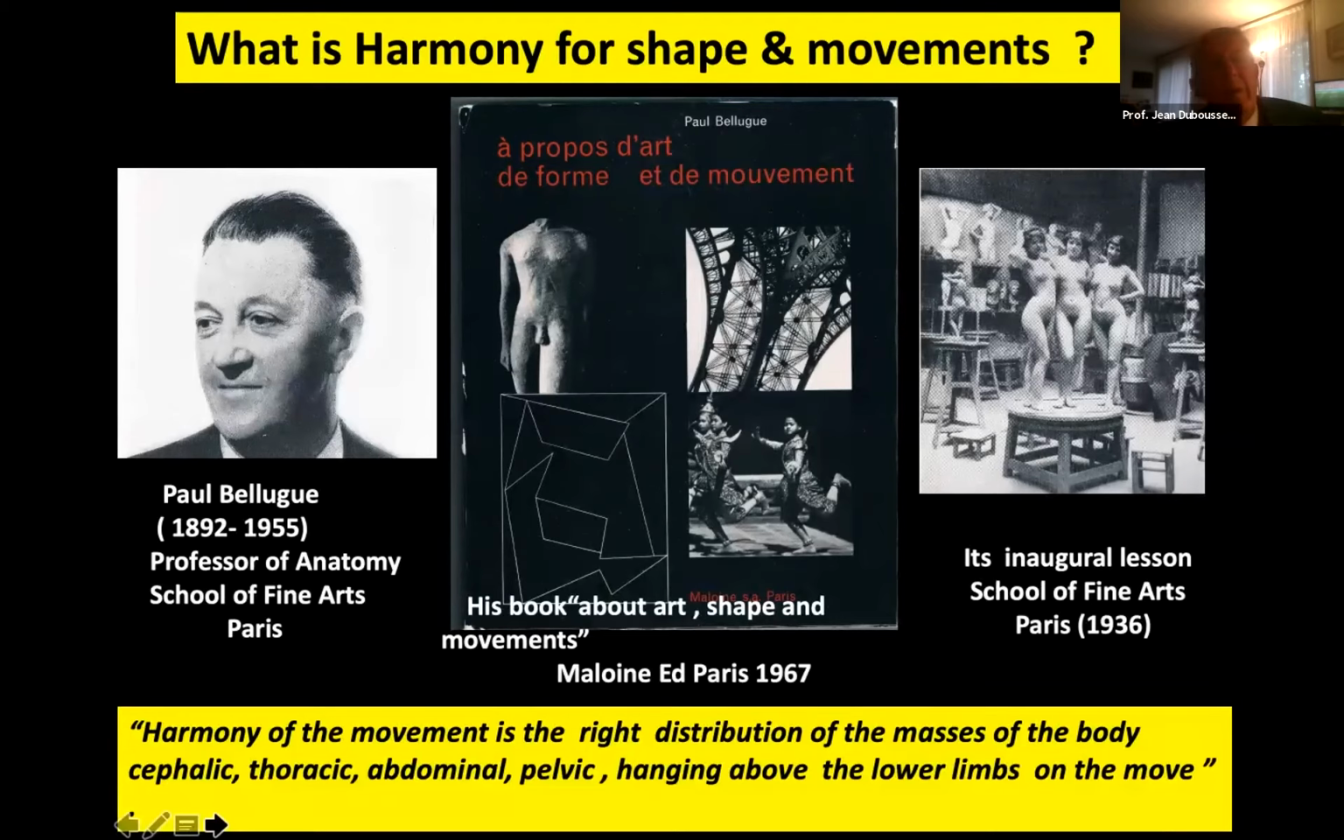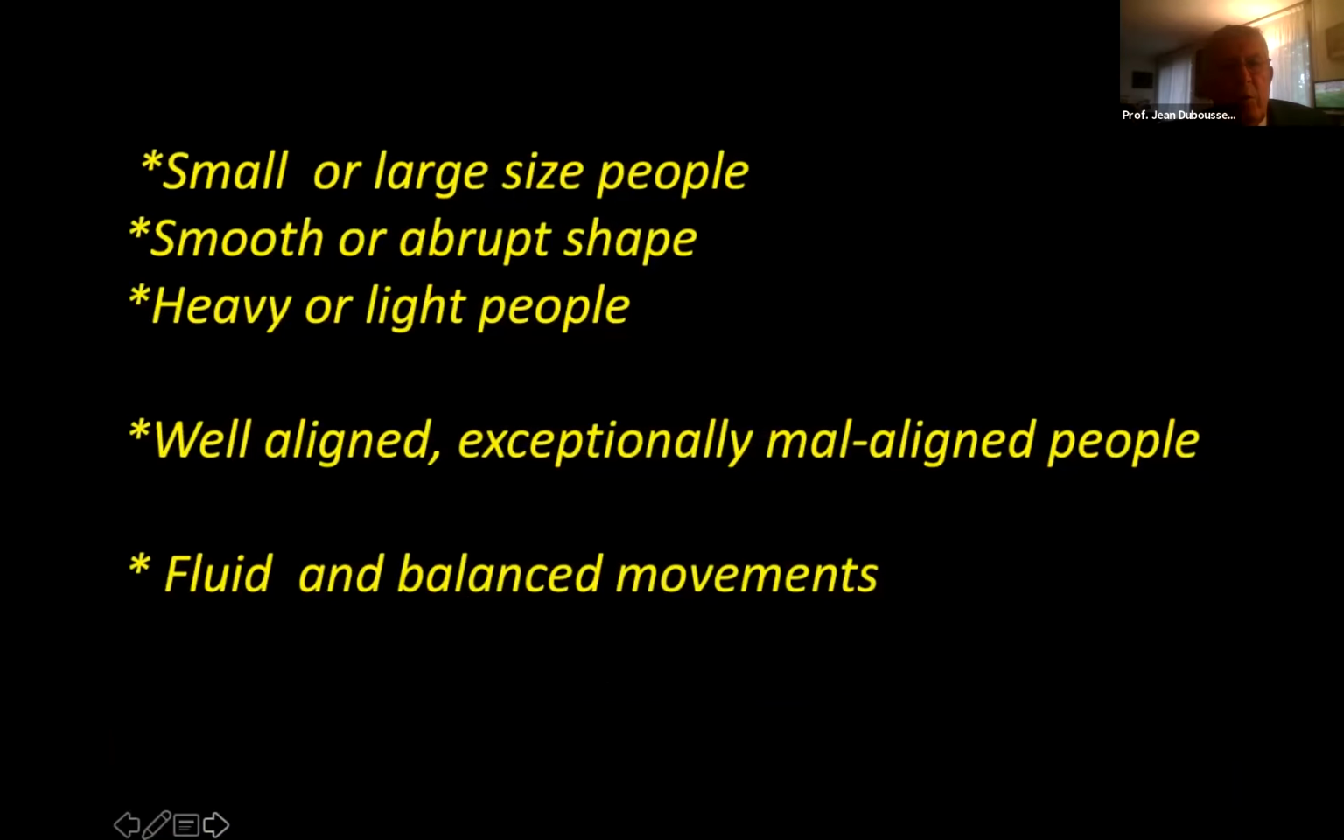And what is harmony for shape and movement? This was defined by a professor of anatomy, a School of Fine Art in Paris, long time ago, in 67. Harmony of the movement is the right distribution of the mass, cephalic, thoracic, abdominal, hanging over the lower limbs during move. So you can have this in small, large people, small or hybrid shape, heavy or light people, well aligned, but exceptionally malaligned, and fluid and balanced movement.